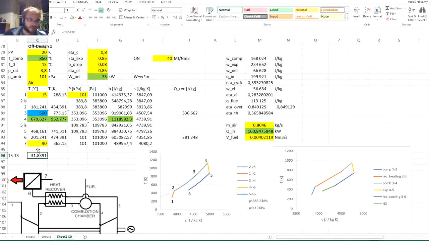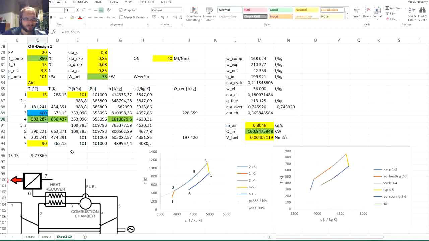So that means we still need to go lower with this temperature at point 3. So let's try 400 degrees C. Still not enough. 300, closing there, and if we put in 270, we are roughly at the parameter that we wanted. Again, we can get the exact value by using the solver function.